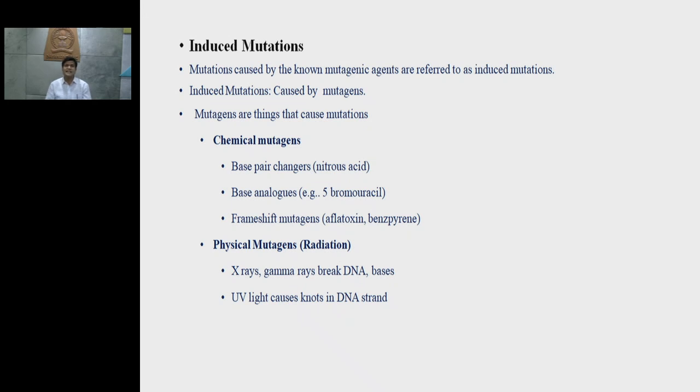Induced mutation. This kind of mutation is caused by a known mutagenic agent, either physical or chemical mutagens. We can further subdivide it into different parts. This can be base pair change, base analogs, and frameshift mutagens. In physical mutagens, UV rays, gamma rays, and X-rays are important in induced mutation. All these are the reagents responsible for causing mutations.